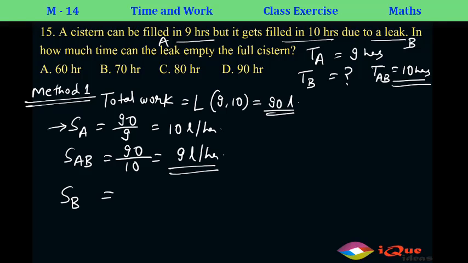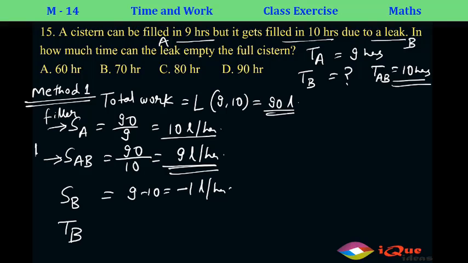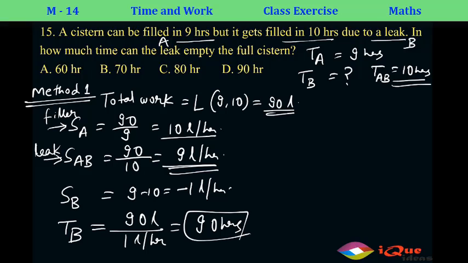You can see the speed of A alone is 10 liters per hour. The speed of A and B combined is 9 liters per hour. That means the speed of B will be 9 minus 10, which is minus 1 liter per hour. So the time taken by the leakage B, where A is the filler pipe and B is the leakage, to empty the whole tank will be the total tank, that is 90 liters, divided by minus 1 liter per hour. The speed is 1 liter per hour, so it is 90 by 1, that is 90 hours. So this is one way of doing this question.